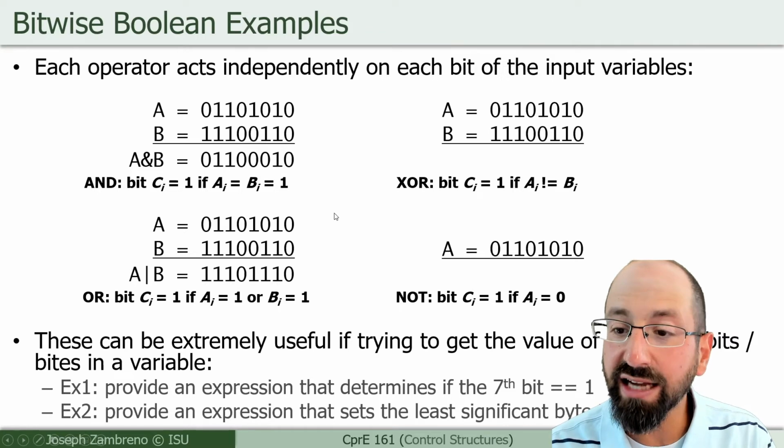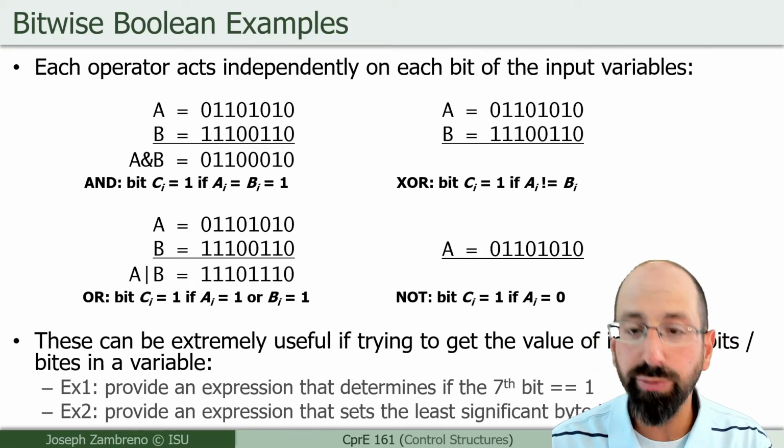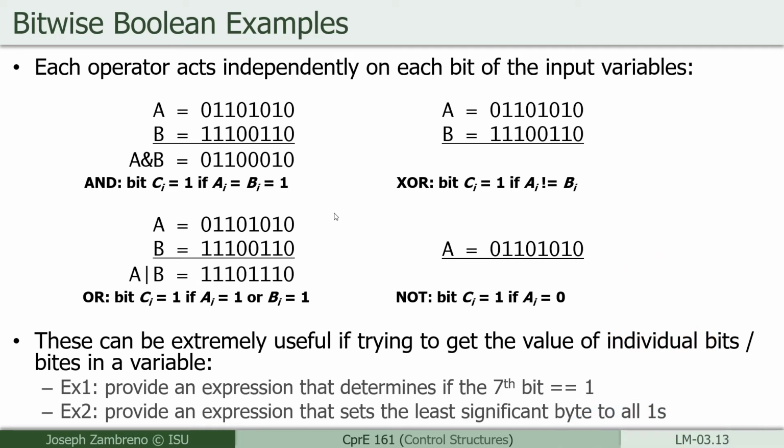We then have the XOR operator, for which the result in C at a given bit location will be 1 if the bit in A is different than the bit in B. So these two are the same, that's going to be a 0. These two are the same, that's going to be a 0. These two are different, these two are different, those are going to be 1. It looks like there are going to be 3 ones and the rest zeros in that result.